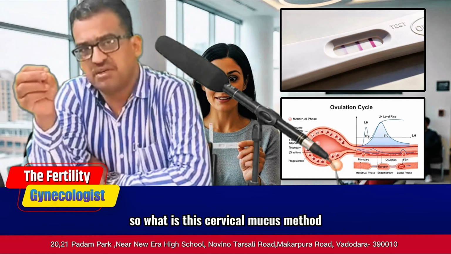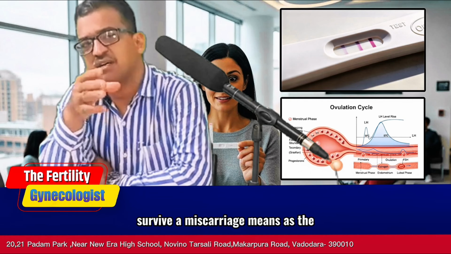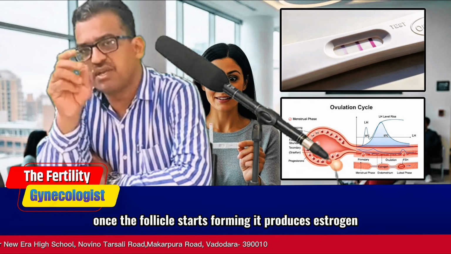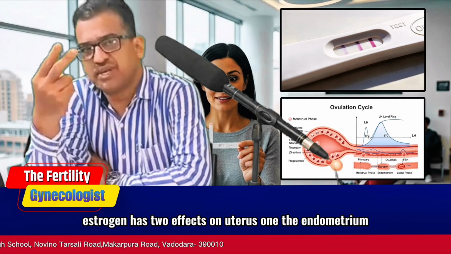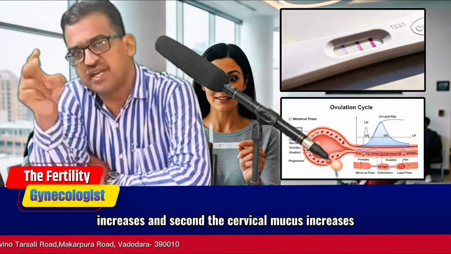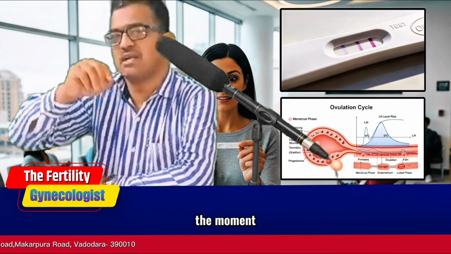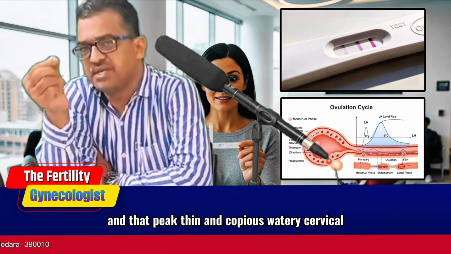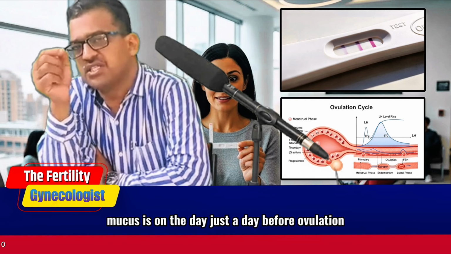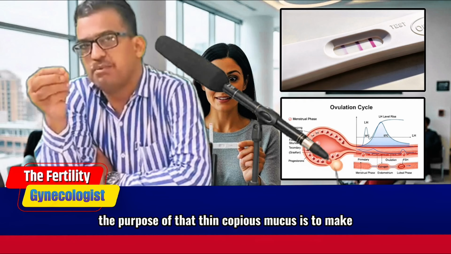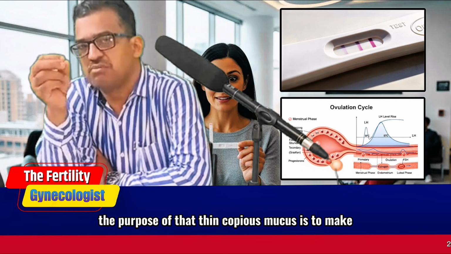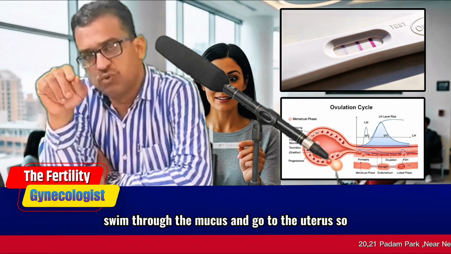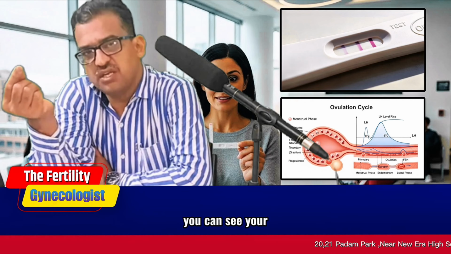So what is this cervical mucus method? As the cycle progresses from day 10 to day 11, once the follicle starts forming, it produces estrogen. Estrogen has two effects on the uterus. One, the endometrium increases, and second, the cervical mucus increases. The mucus becomes thin, and that peak thin and copious watery cervical mucus is present on the day just before ovulation. The purpose of that thin copious mucus is so that the sperm can swim through the mucus and go to the uterus.